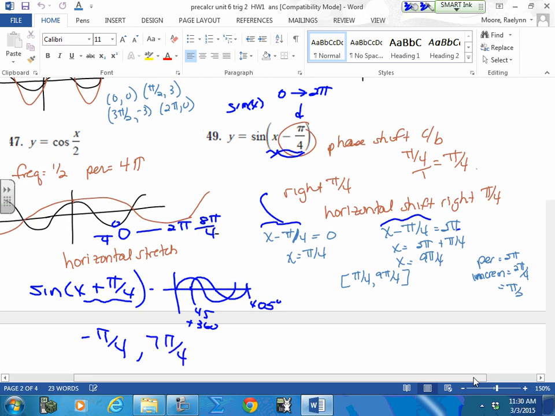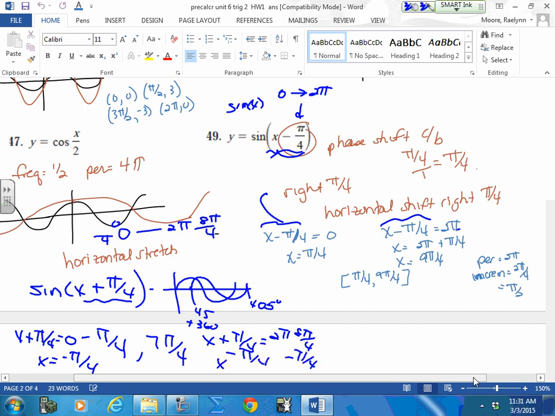And if I do it the other way, I'll say x plus pi over 4 equals 0. So x is equal to negative pi over 4. Oh, that's where I start. I'm going to say x plus pi over 4 equals 2 pi, which is the same as 8 pi over 4. I want to keep the same denominators. I subtract 1 pi over 4.